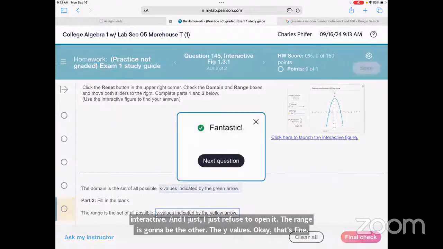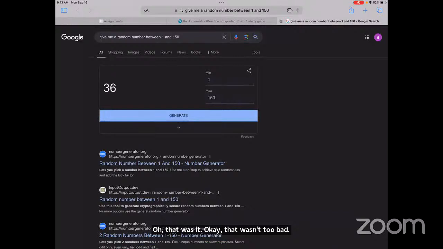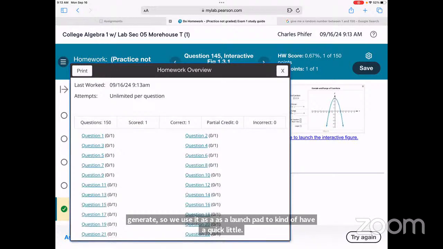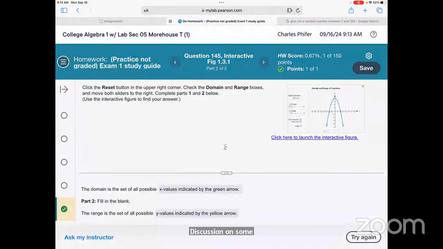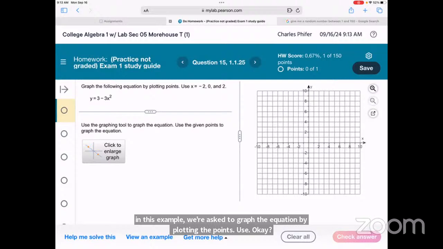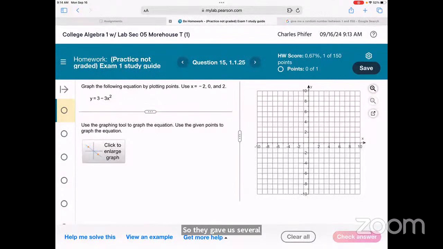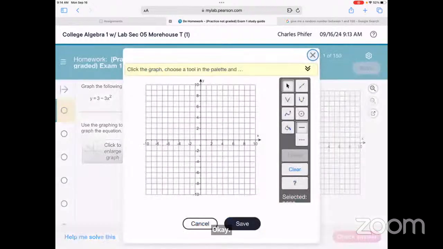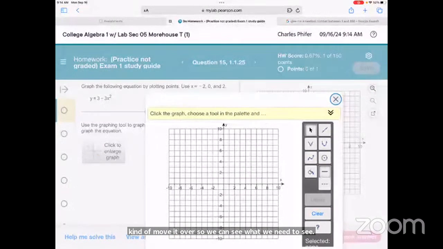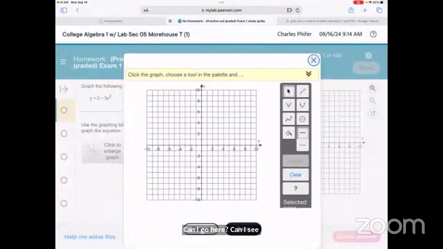Okay, that wasn't too bad. We use it as a launch pad to have a quick little discussion on some properties of parabolas. So in this example, we're asked to graph the equation by plotting the points. They gave us several x values, and we have this function. What I'm going to do is click on the graph and move it over so we can see what we need to see. Can I see everything I need to see there? Oh no, it's not letting me do it.